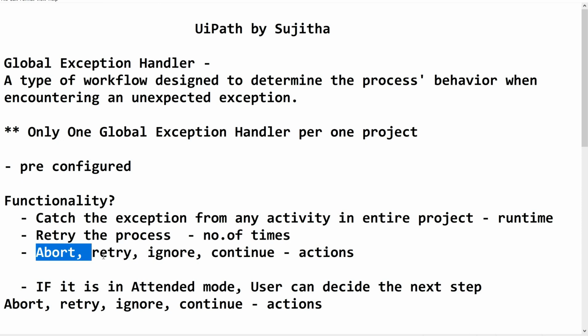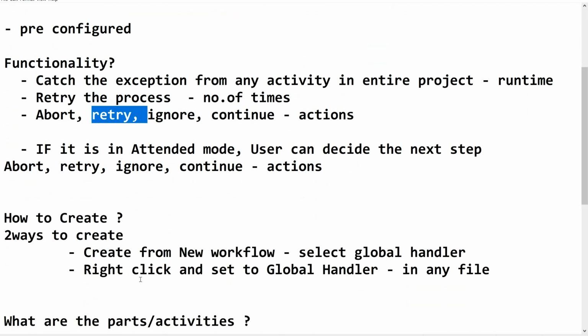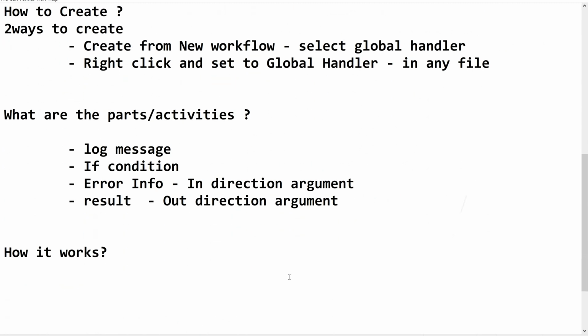By default it is abort, and we can make changes accordingly. If it is in attended mode, we have just seen how to make it a user decision. There are 2 ways to create it: one is from new workflow, select global handler, and the other is right-click on any other file and set it as global handler. Also the parts: the available activities include log message and if condition, and the most important things to keep in mind are error info and result. These 2 arguments should never be deleted.